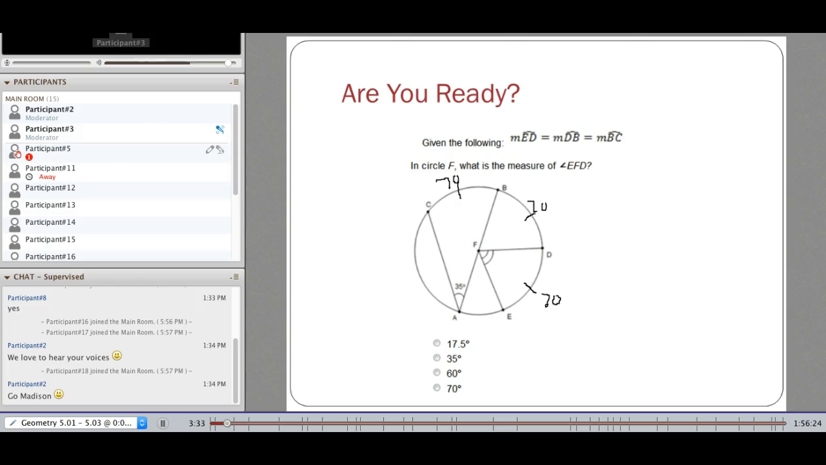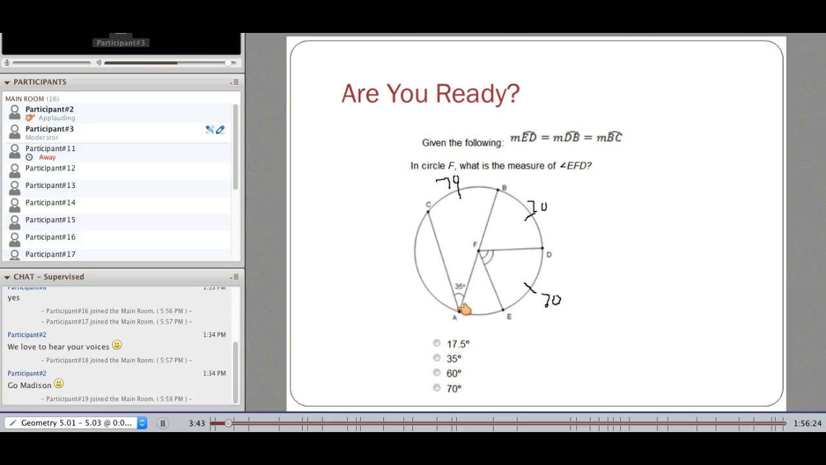Thank you so much. So Madison explained the intercepted arc and how the inscribed angle is half of its intercepted arc. So since this angle here is 35 degrees, that means this arc is 70, 2 times 35, right? So if we think of the rule that was given to us, if this angle is x degrees, then this arc is 2x degrees, right?